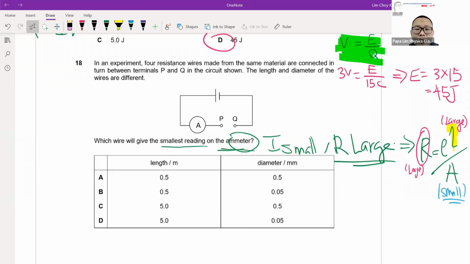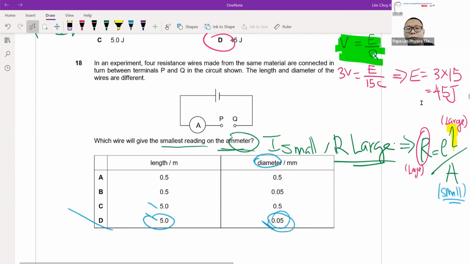So if I want the length to be big, looking at the choices, big L will be these two numbers. I want my area to be small. Basically, my diameter must also be small. So large length, big L, small A or small diameter. So automatically, the answer will be D straight away.